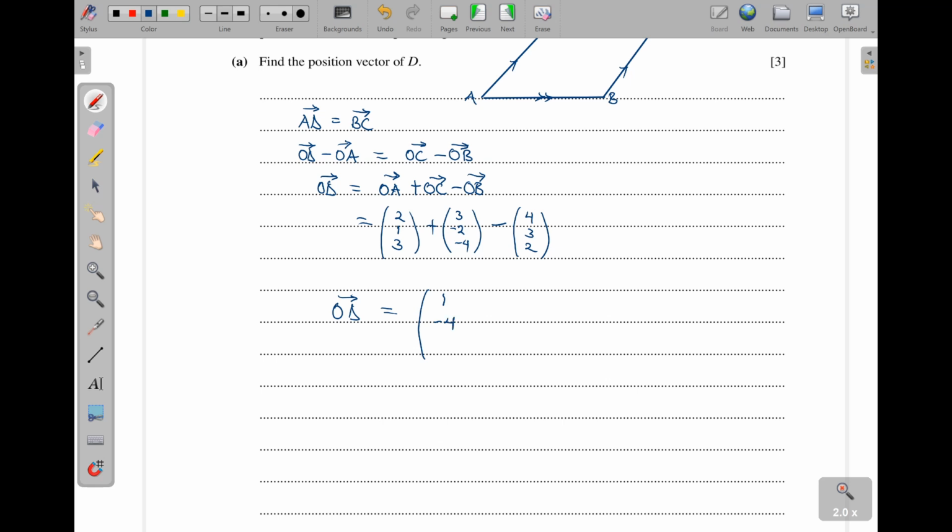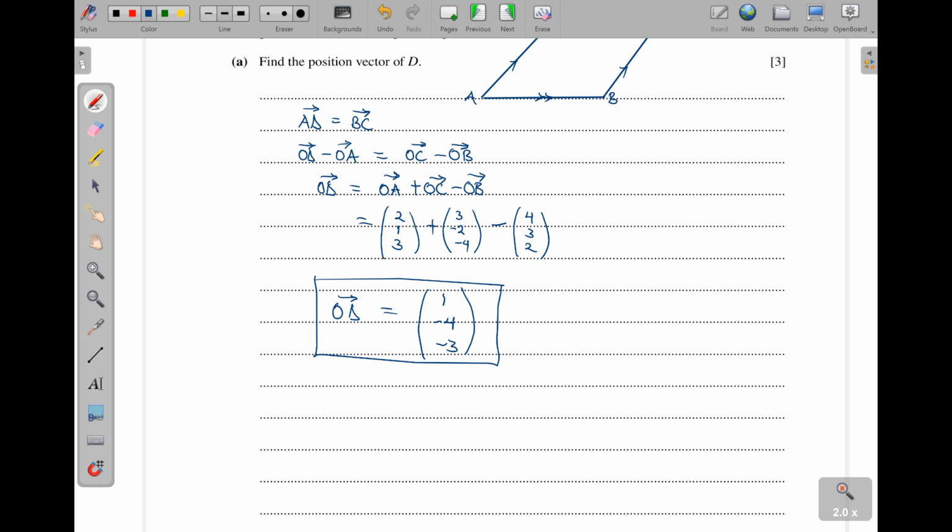Negative 4. And then 3 plus negative 4, that will be negative 1. Then minus 2, that will be negative 3. So I will have negative 3 here. So this is the position vector of D.